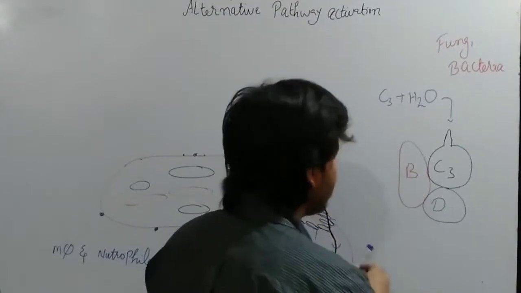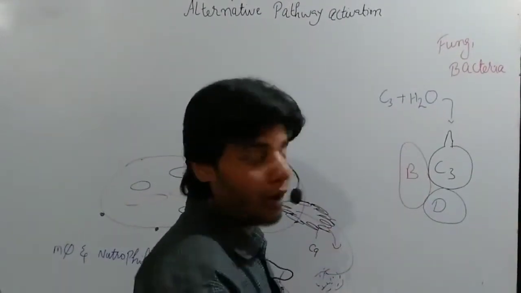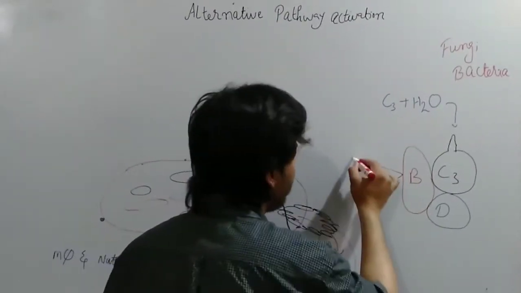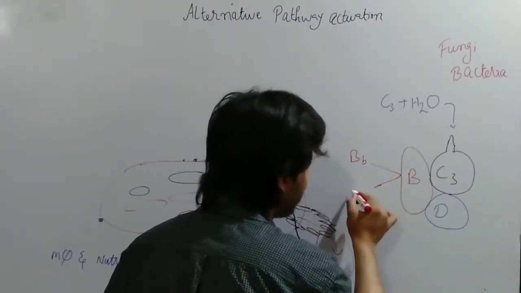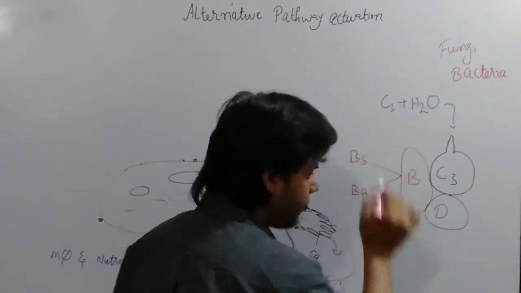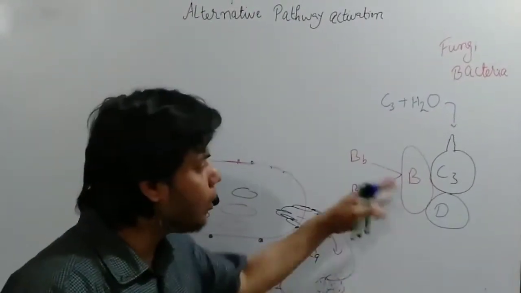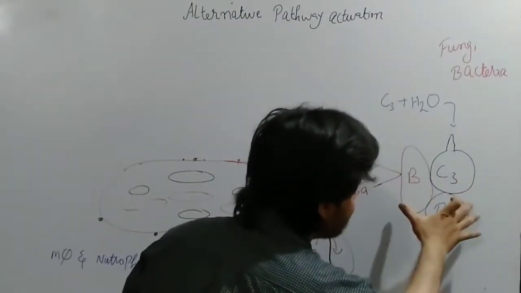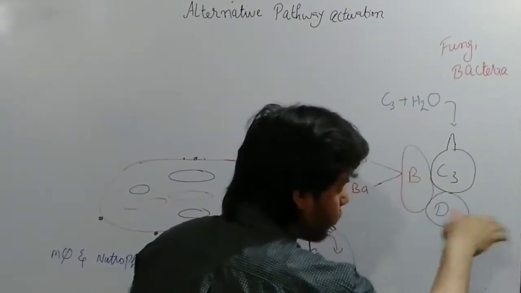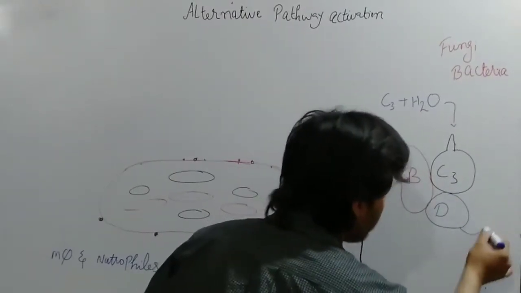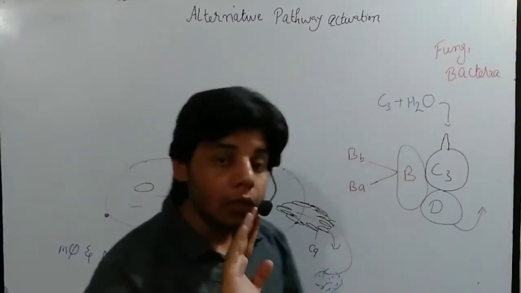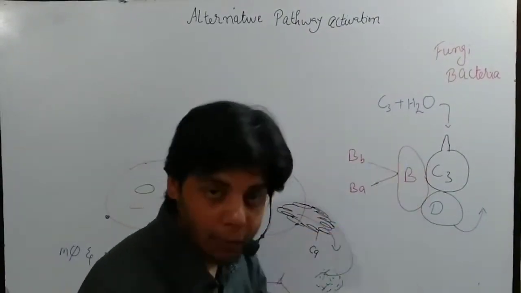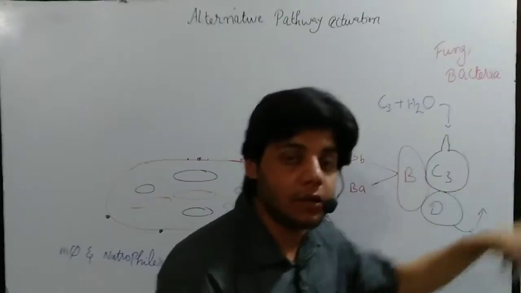Factor B, once activated, is converted into two fragments. One we call Bb and the other we call Ba. Both are released out. Then what actually happens after that? This factor D is also removed from this area because it has performed its job. Now after that, we get the bimolecular complex, because factor D is released out.